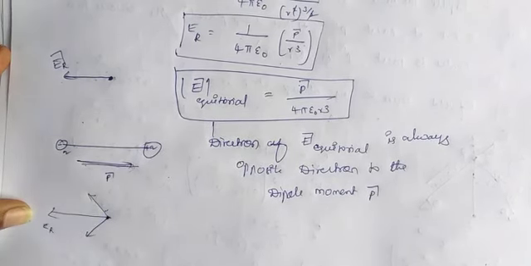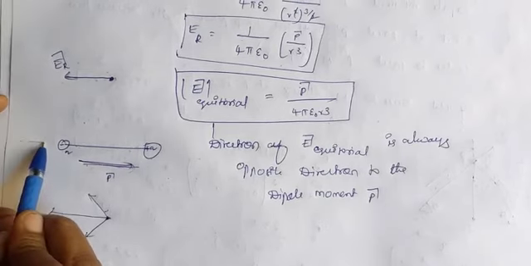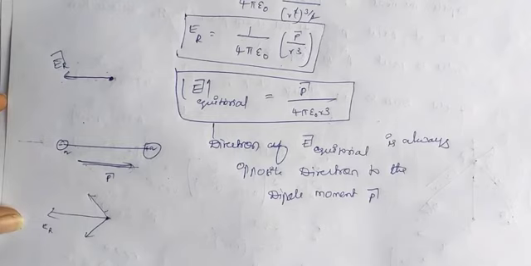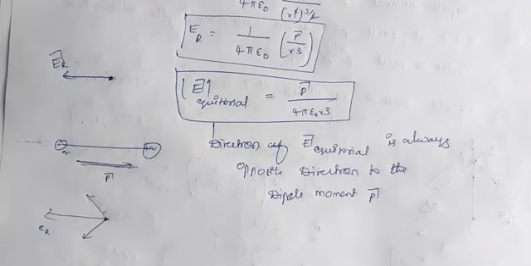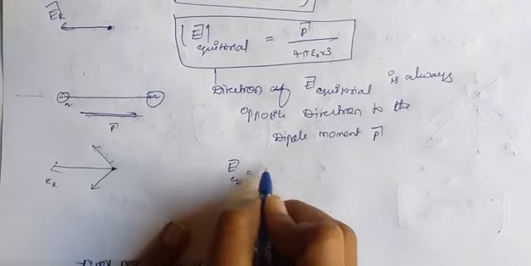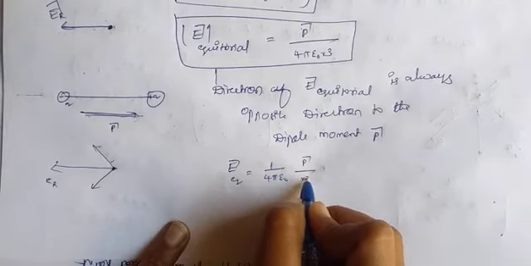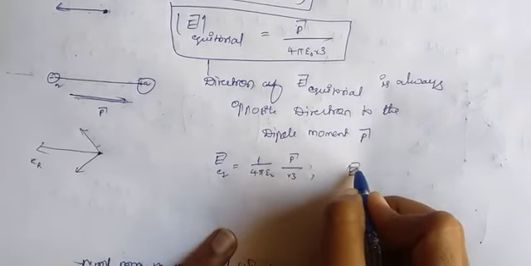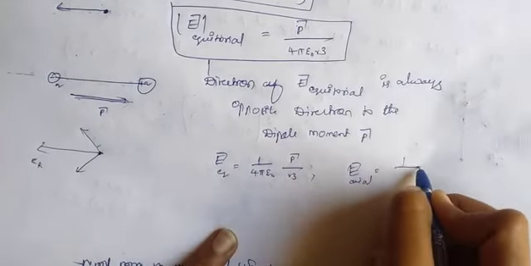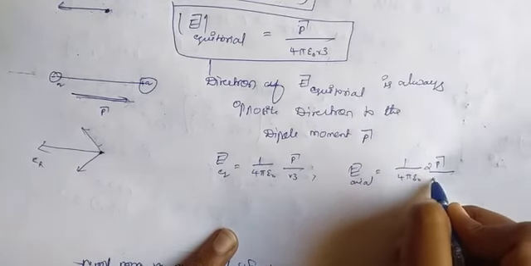In the axial case also, when we are taking the electric field here, then the electric field direction is in the direction of the dipole moment only. Okay, so in the axial case we are taking along the direction of the dipole moment. In the equatorial case we are taking opposite to the dipole moment. So now here E equatorial is equal to 1 by 4 pi epsilon naught P by r cube. Okay, E axial is equal to what? E axial is equal to 1 by 4 pi epsilon naught 2P by r cube.